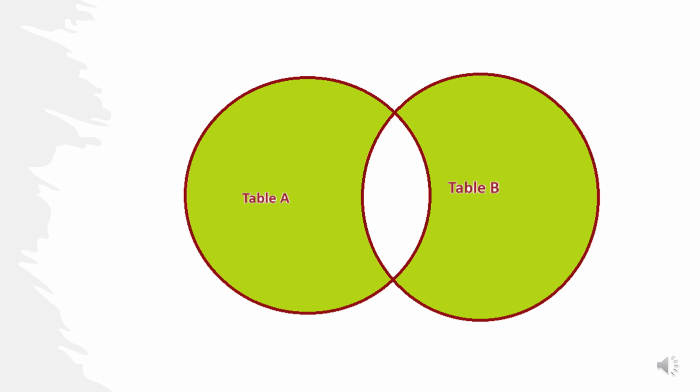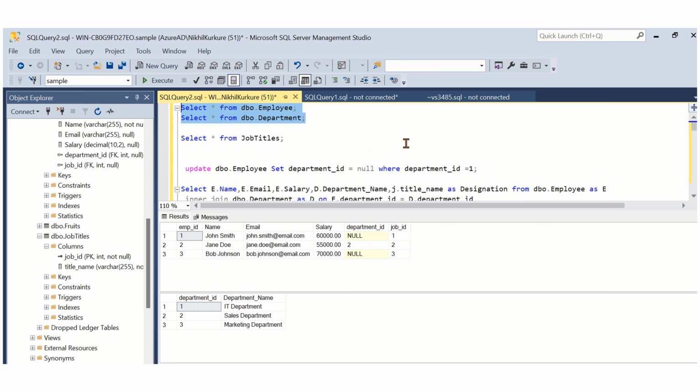Here, what if we want unmatching records from both the tables? So let's say table A and table B. Here we don't want a matching record. So that case also we will see in SQL. I will show you how we can get the desired result for this case. For this case, we have to skip the matching record from both the tables.